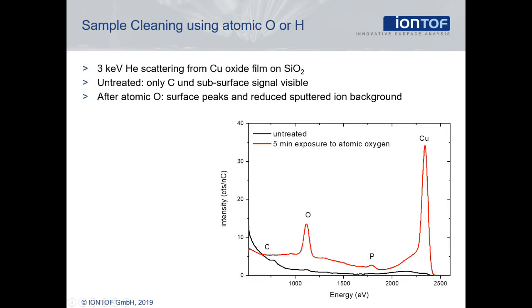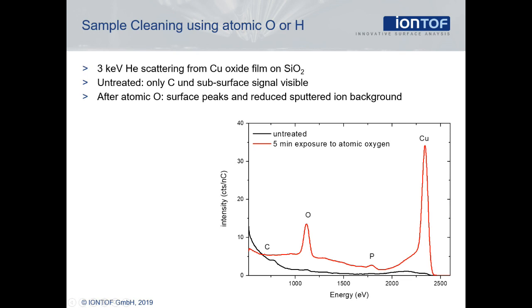This figure illustrates the effect of atomic oxygen cleaning. A copper oxide thin film on silicon was measured as is, and after 10 minutes of atomic oxygen cleaning. Before the cleaning, only carbon and oxygen peaks are visible in the black spectrum. Hydrocarbons usually expose hydrogen to the surface, which cannot be detected in LEIS. After the cleaning, the red spectrum shows strong copper and oxygen peaks, besides phosphorus, which is a contamination from the deposition process.